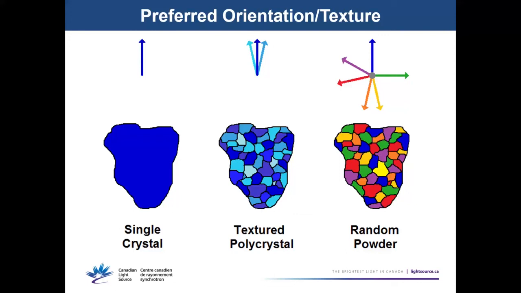Conversely, if you've got an ideal random powder, sets of Bragg planes from individual crystallites will be randomly oriented and uniformly distributed in all directions. In between, what you have are what are called polycrystalline textured materials, where certain crystallite orientations are preferred over others. And this is a particularly common issue with clay minerals that can often complicate their quantification.